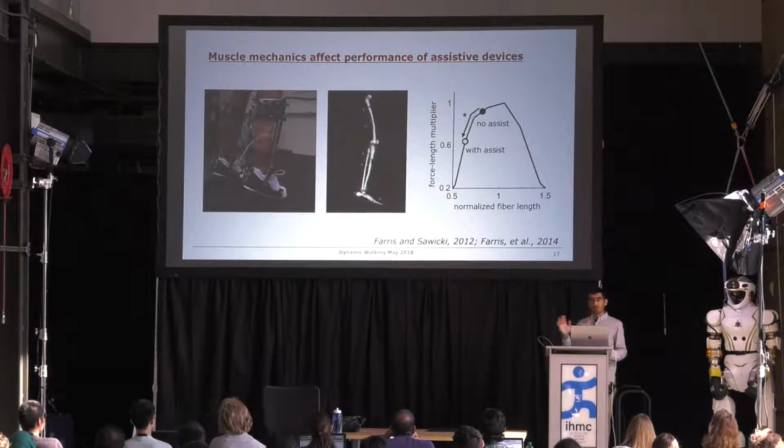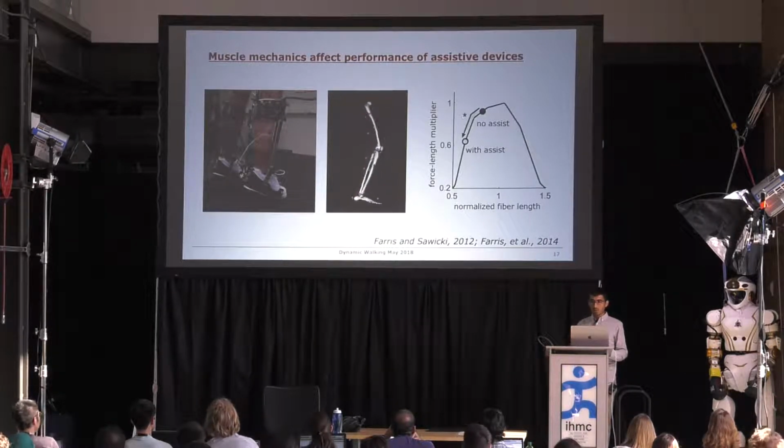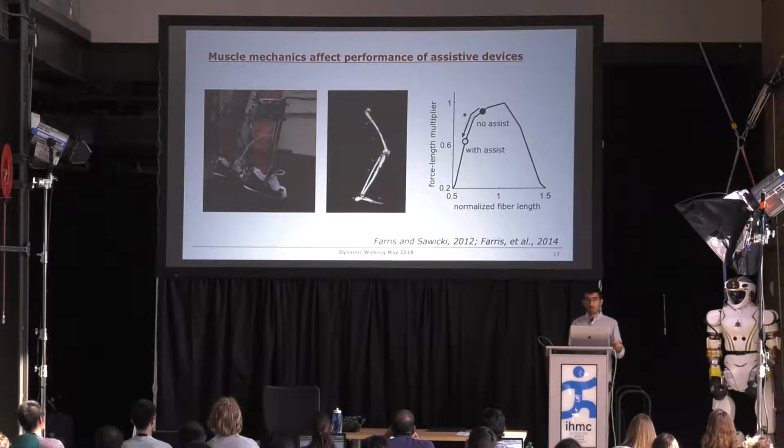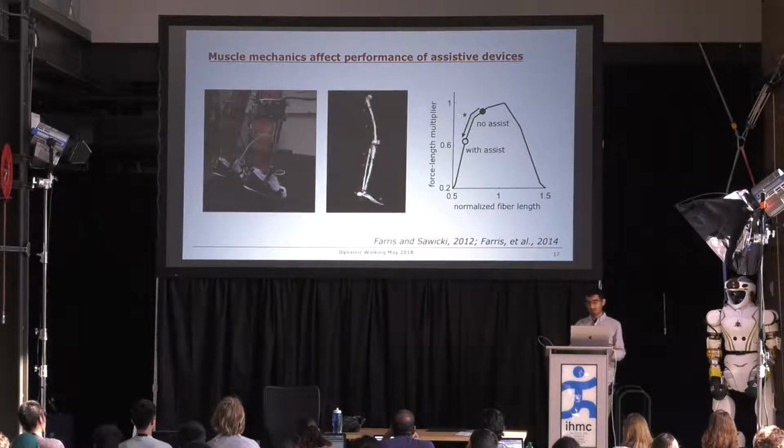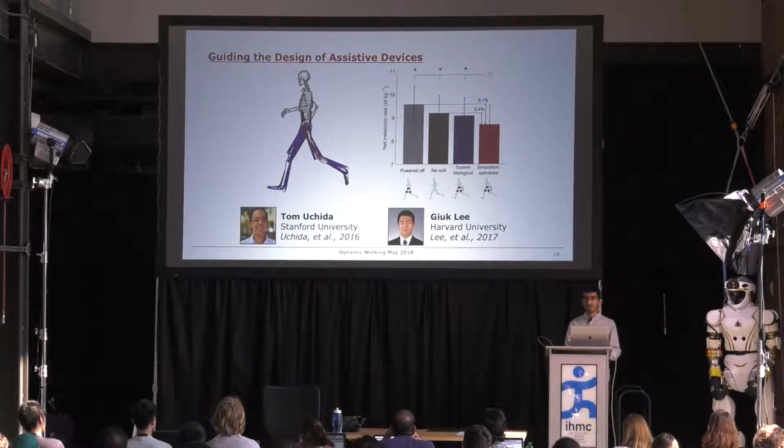So I showed this plot earlier. This is the force-length behavior of a muscle. So we can use OpenSim to estimate quantities that we could not observe, or that we chose not to observe in an experiment. So that's an inverse study. We can also use OpenSim to make predictions.